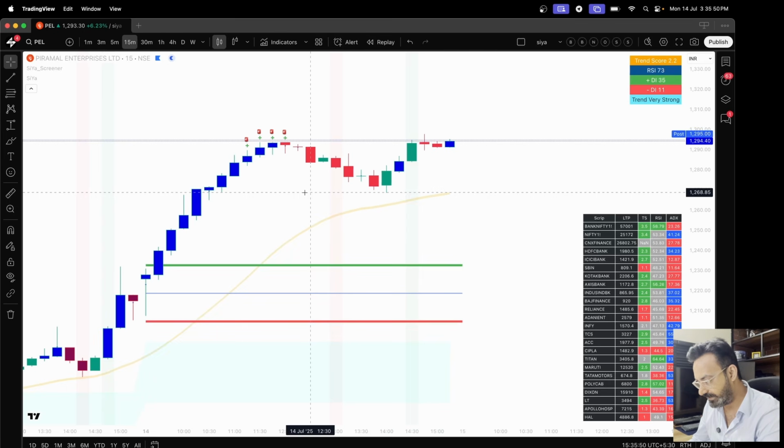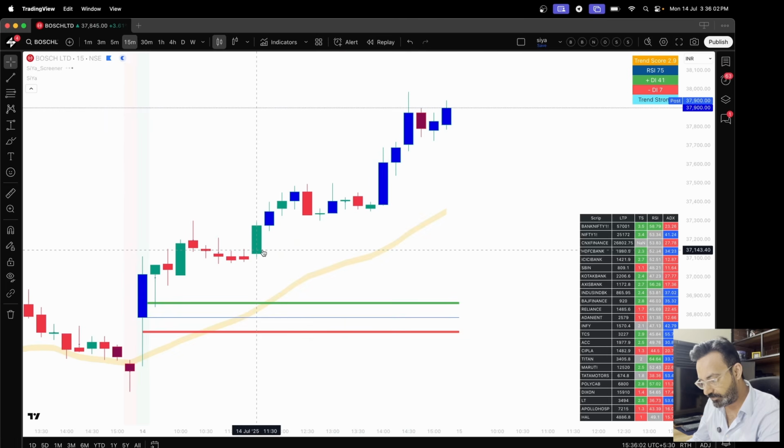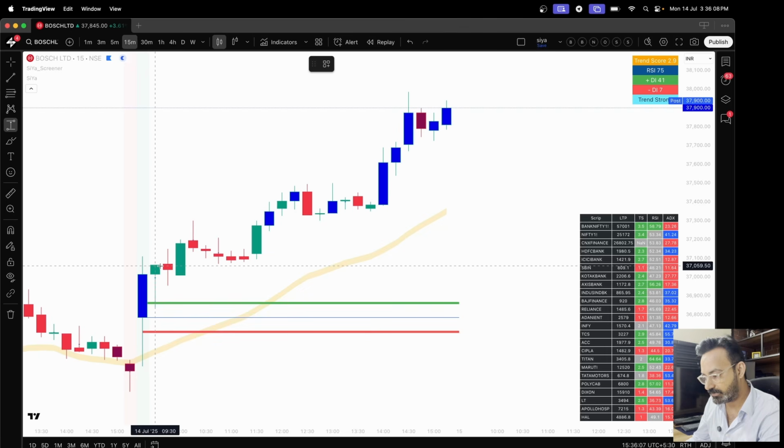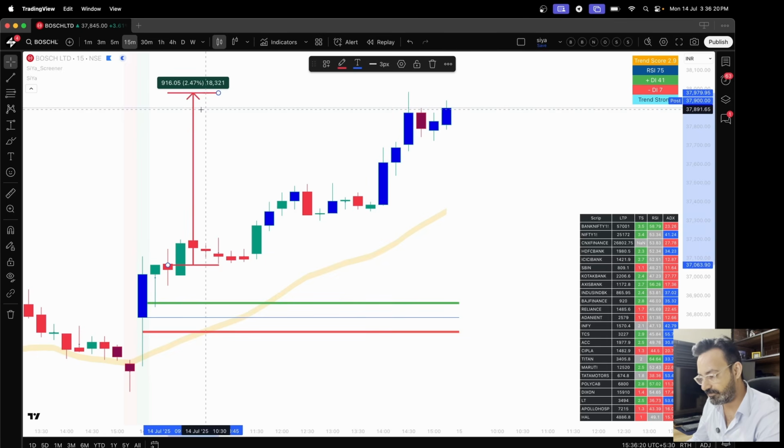Bosch also gave an excellent up move, again above the bullish breakout zone of my system. If we calculate the move, I think I shared this list at 9:30, somewhere around 9:30 in the Telegram channel. This also gave a move of 2.47% or 916 rupees, which is enough for my needs. Another trade that I took was in Nifty.